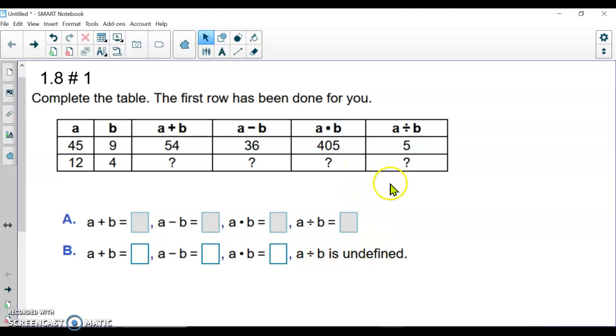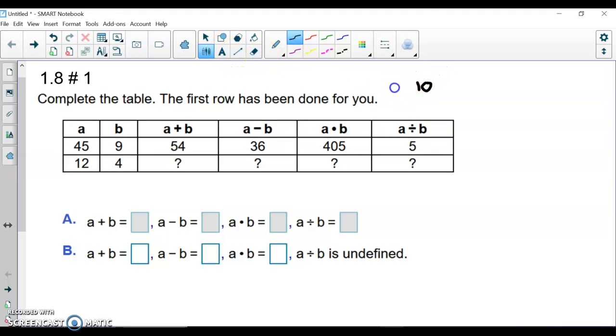Well, undefined means I try to do the operation and I don't get a real number. Let me give you an example. If A is 10 and B is 0, then A divided by B is going to be undefined, because 10 divided by 0, we know we can't divide by 0. You can't break a quantity up into 0 equal parts. This is an undefined value. So that's what they mean by undefined.